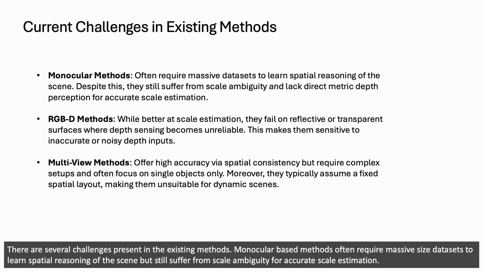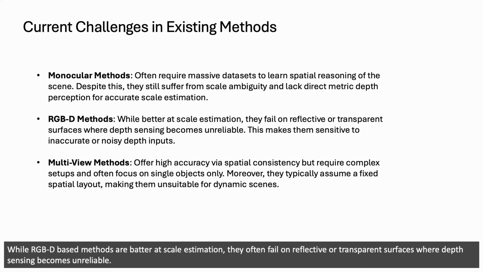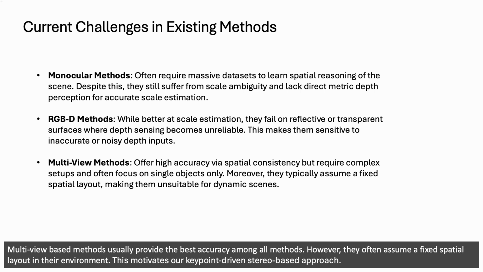Monocular-based methods often require massive datasets to learn spatial reasoning of the scene, but still suffer from scale ambiguity for accurate scale estimation. While RGBD-based methods are better at scale estimation, they often fail on reflective or transparent surfaces, where depth sensing becomes unreliable. Multi-view-based methods usually provide the best accuracy among all methods. However, they often assume a fixed spatial layout in their environment. This motivates our keypoint-driven, stereo-based approach.